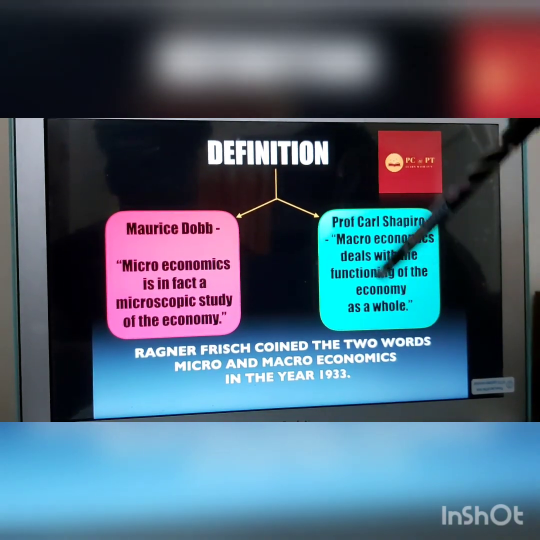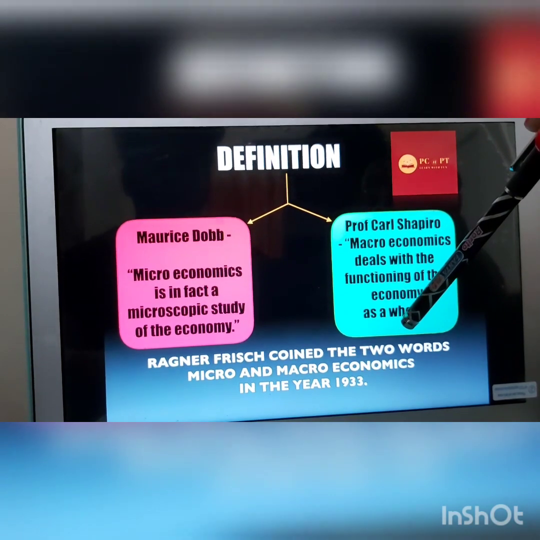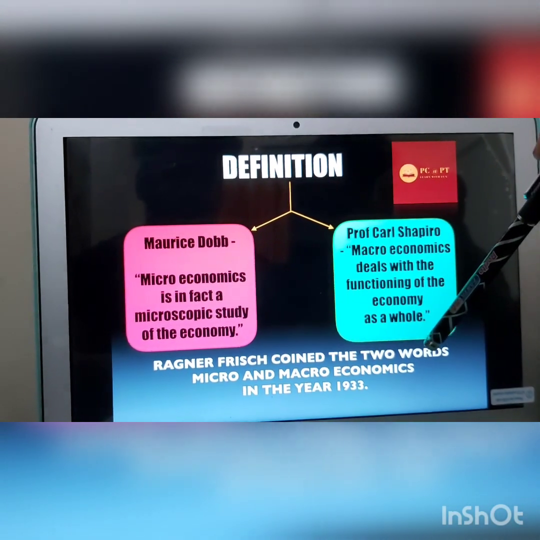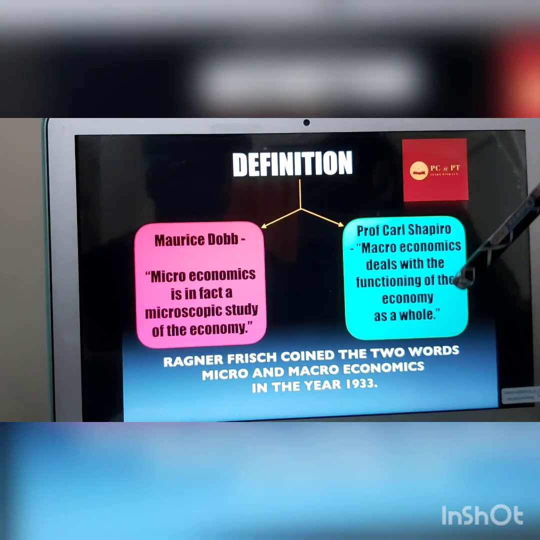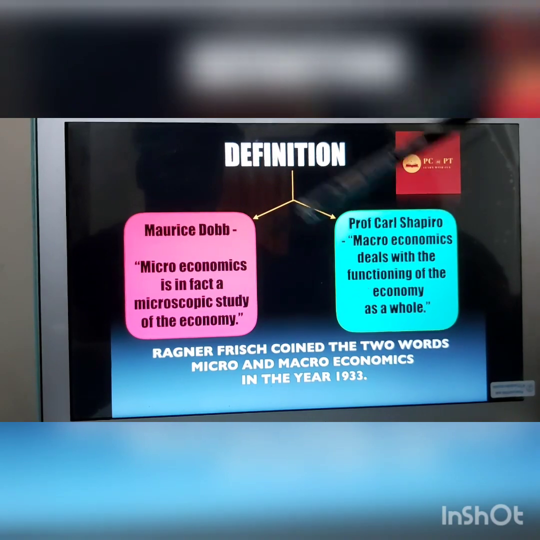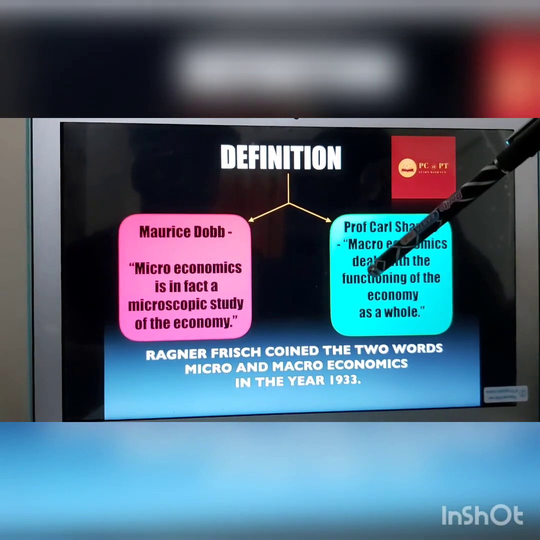Why are they using the word coined here? Because they are two faces of a single coin. They cannot be separated from each other. They are related to each other, but still slightly different from each other. And today's lecture is based on the same. You need to understand what is the exact difference between micro and macroeconomics. Moving with the first part, that is the definition.